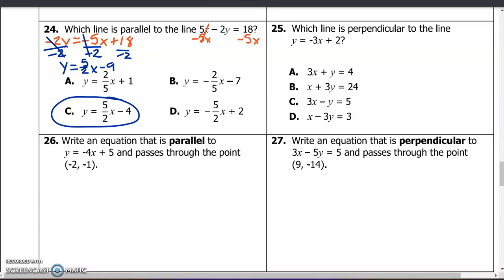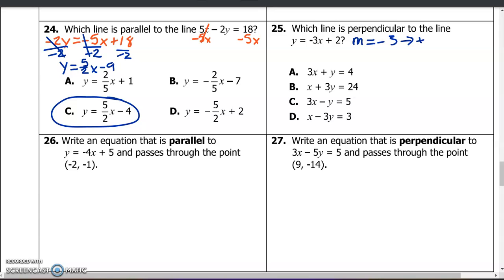Alright, so number 25, which line is perpendicular to the line y equals negative 3x plus 2? Now the key here is that we're doing perpendicular, so that means it's a negative reciprocal. When we look at the example they gave us, the slope of the line is negative 3. Since it's going to be a negative reciprocal, we're going to change the sign, so now it's going to be positive.